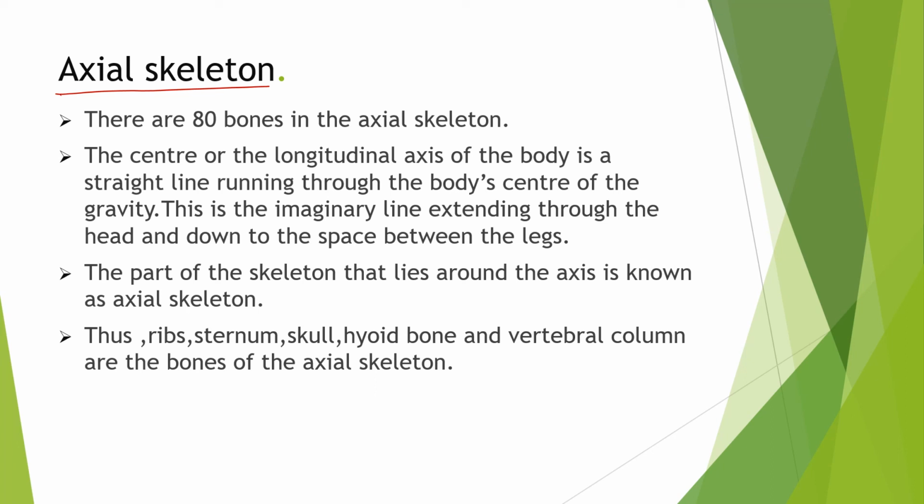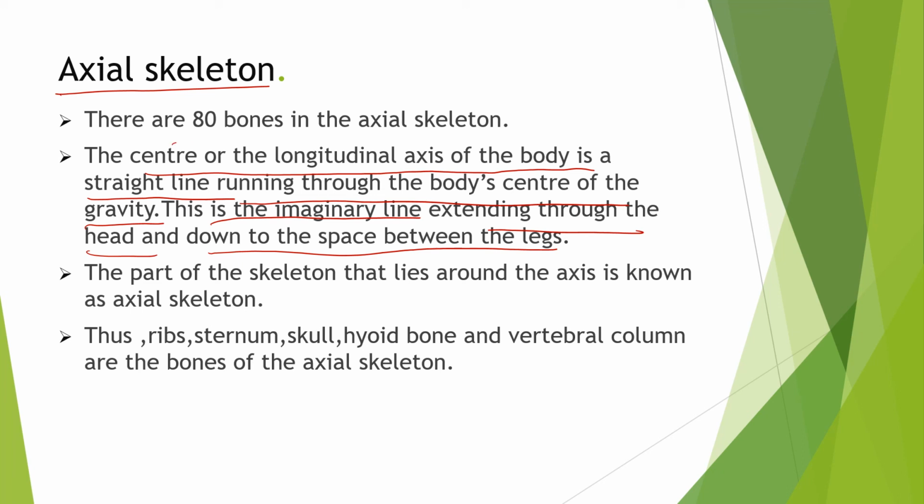The axial skeleton consists of the bones that form the upright portion, or the axis, of the body. So what is the axis of the body? The longitudinal axis of the body is a straight line running through the body's center of gravity. This is an imaginary line, called the axis, extending through the head and down to the space in between the legs.